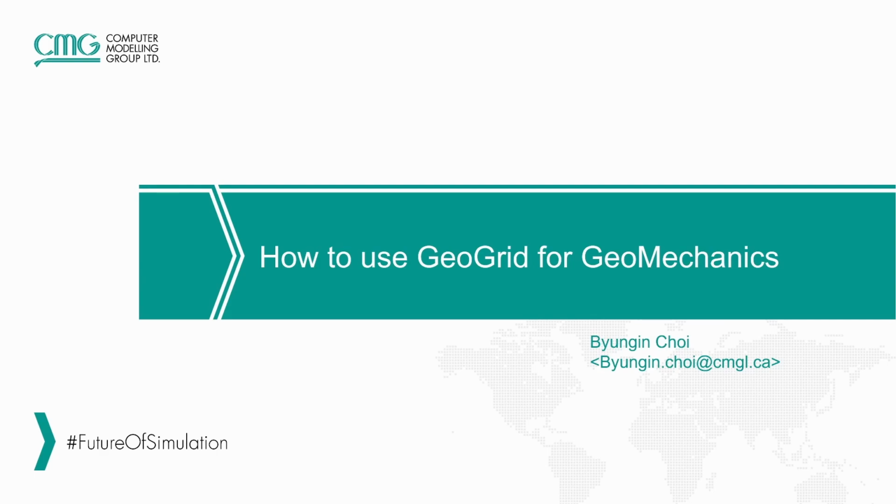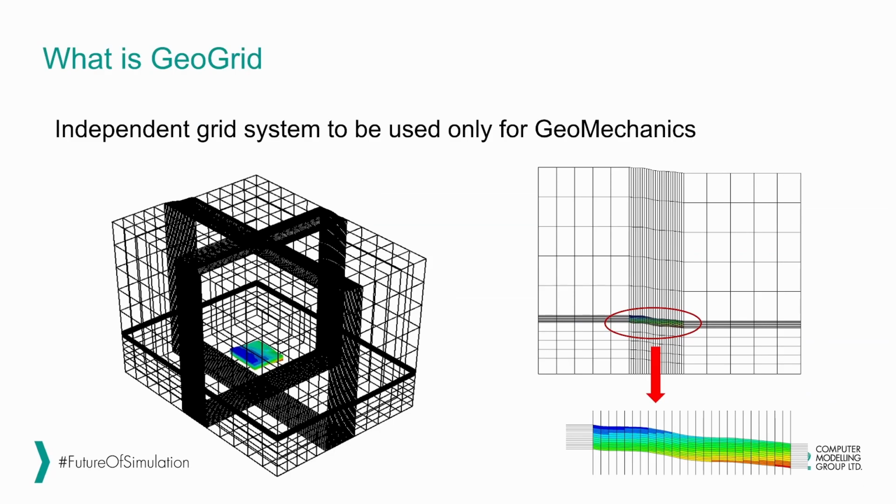Today, I'm going to talk about how to use Geogrid for geomechanics. What is Geogrid? Geogrid is an independent grid system to be used only for geomechanics. On the left-hand side, you have your original reservoir grid, which is surrounded by outer grid systems. It represents how Geogrid looks.